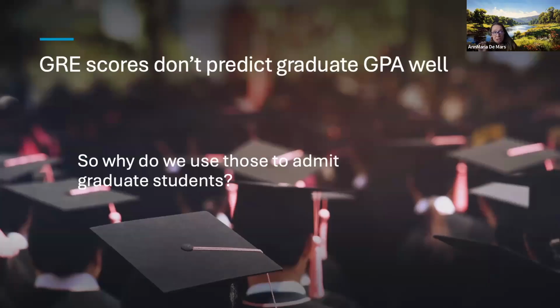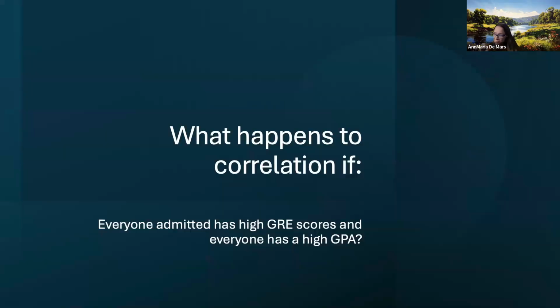For example, GRE scores don't predict graduate GPA very well. So why do we use those to admit graduate students in a lot of programs? Well, let's take a look at what happens to correlation if everyone admitted has high GRE scores and everyone has high GPA. In fact, if we had everybody, GRE scores might be a pretty good predictor of graduate GPA. But those people have really low scores, we don't let them in.